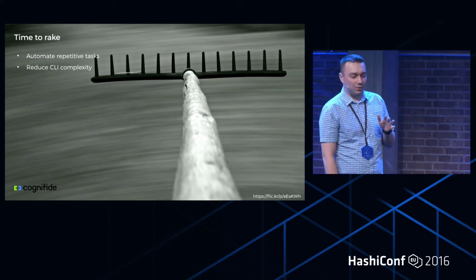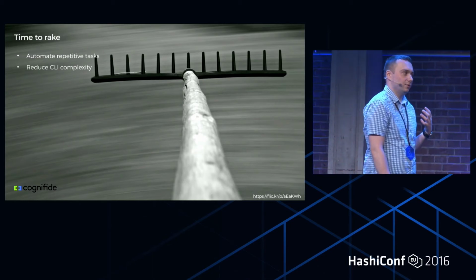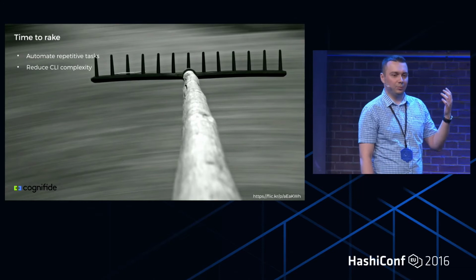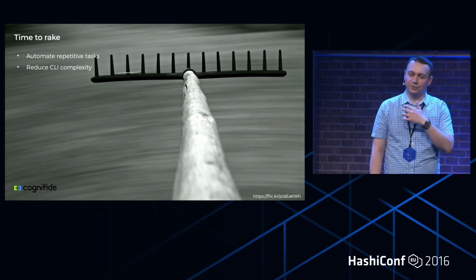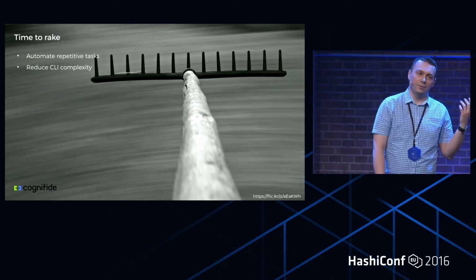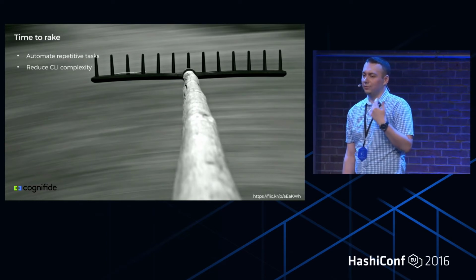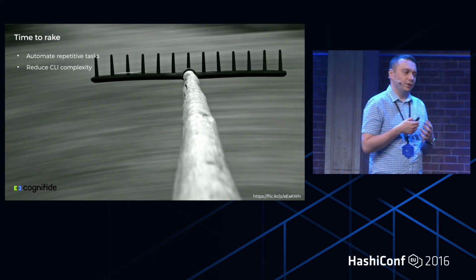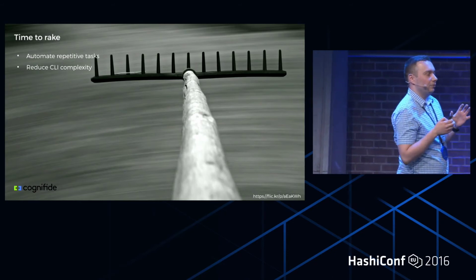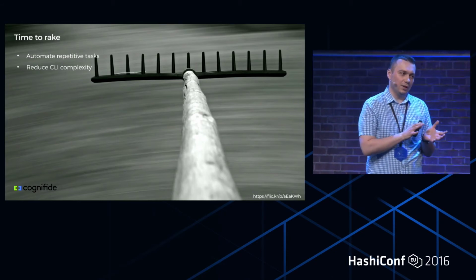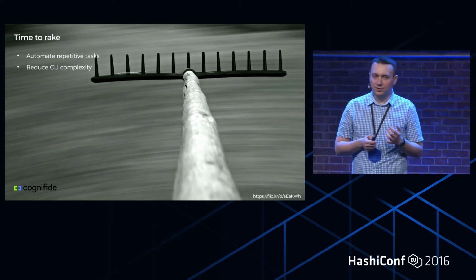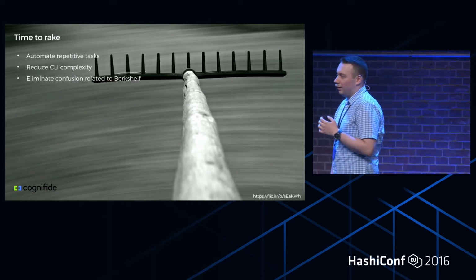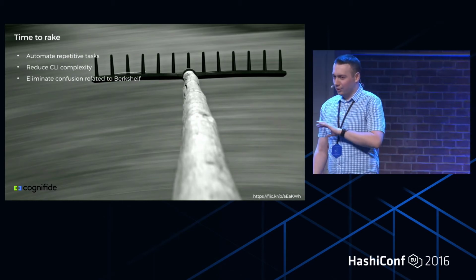So we'd like to automate repetitive tasks. If I execute git pull, Berks update, Vagrant provision like 10 times a day, why do I have to type it every single time? We also would like to reduce the overall complexity. We want to have a single tool that allows us to interact with Vagrant boxes. Also, the Berkshelf complexity.